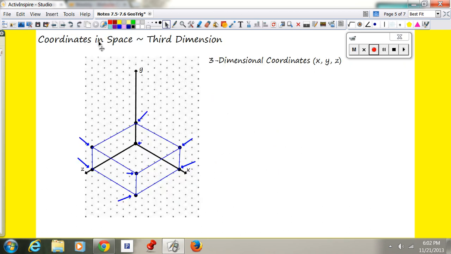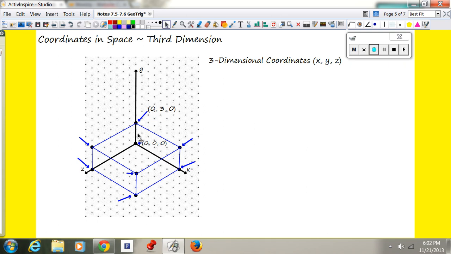Okay, coordinates in space, three-dimensional figures. So you've got an x-axis, a y-axis, and a z-axis. And you can see they're three-dimensional figures. So you probably know the point in here would be 0, 0. Now it's going to be 0, 0, 0 because you're going 0 on the x-axis, 0 on the y-axis, and 0 on the z-axis. This point right up here would be 0, 3, 0.